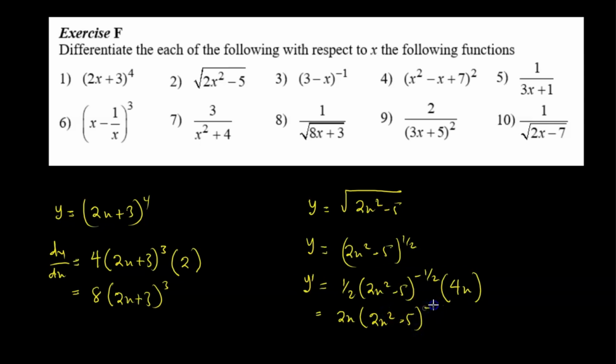Expanding and simplifying, 4x multiplying half gives us 2x into brackets 2x squared minus 5 all raised to the power negative half. This answer can also be left, based on indices, as dy dx equal to 2x all over square root of 2x squared minus 5.